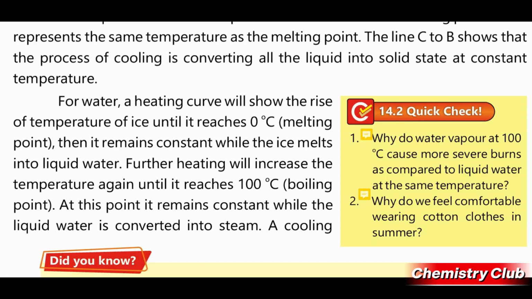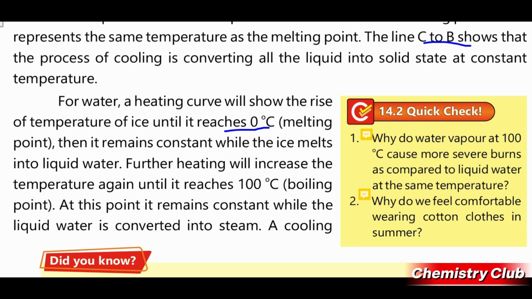The line C to B shows that the process of cooling is converting all the liquid into solid state at constant temperature. For water, a heating curve will show the rise of temperature of ice until it reaches 0 degrees Celsius, that is the melting point. Then it remains constant while ice melts into liquid water. Further heating will increase the temperature until it reaches 100 degrees Celsius, that is the boiling point. At this point, it remains constant while liquid water is converted into steam.